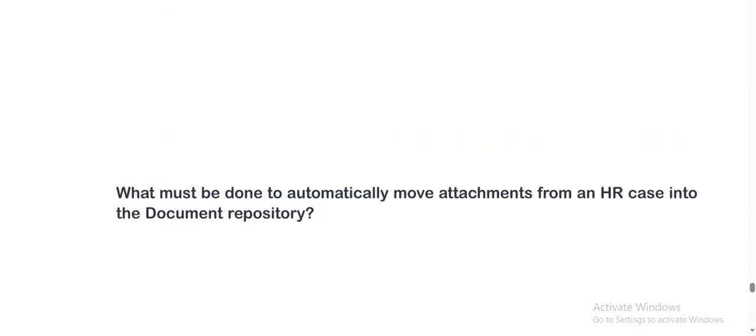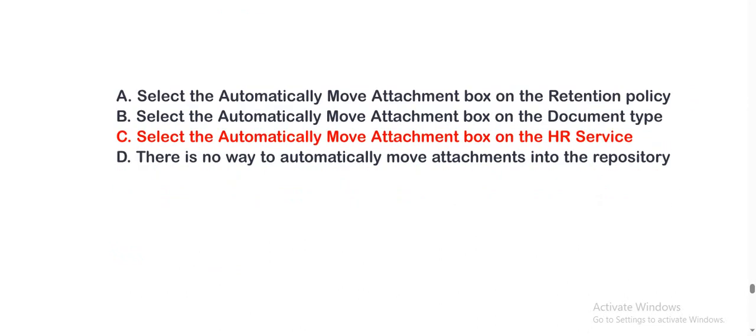Next question is, what must be done to automatically move attachments from an HR case into the document repository? And the options are: option A, select the automatically move attachment box on the retention policy; option B, select the automatically move attachment box on the document type; option C, select the automatically move attachment box on the HR service; and option D, there is no way to automatically move attachments into the repository. And the correct option is option C.